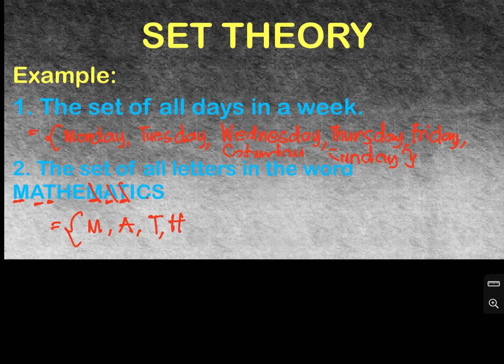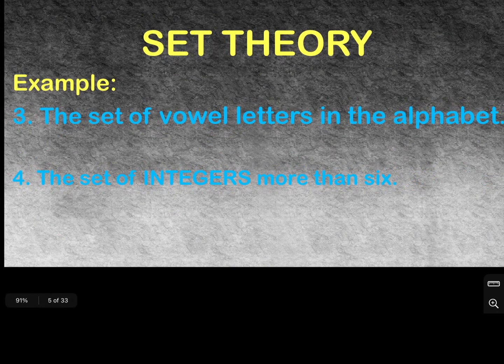So the remaining distinct letters in the word mathematics are M, A, T, H, E, I, C, S. So that's a set. If we were to write the whole word mathematics inside the bracket, then it is no longer classified as a set. Okay, if you have no idea what a set is, let's look at more examples.